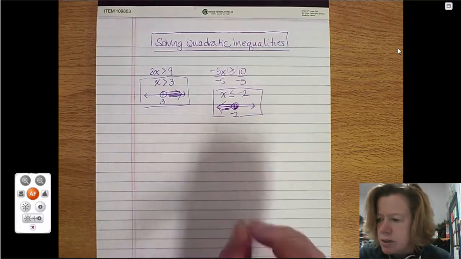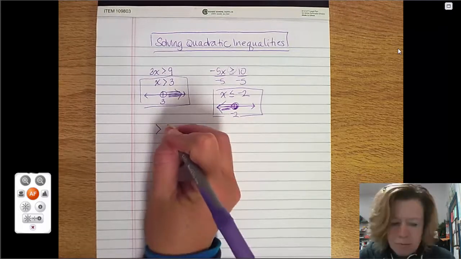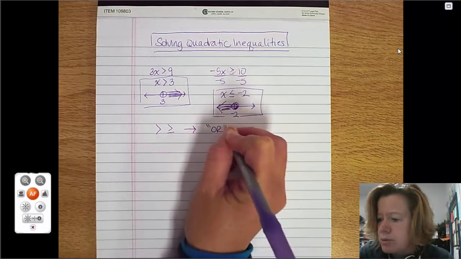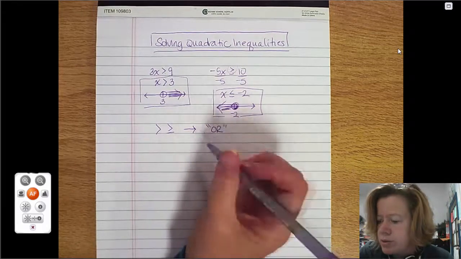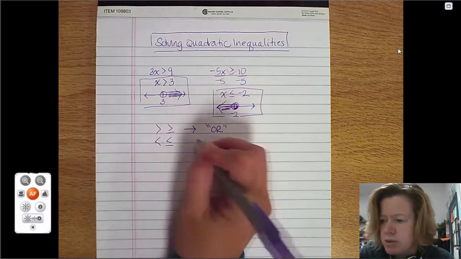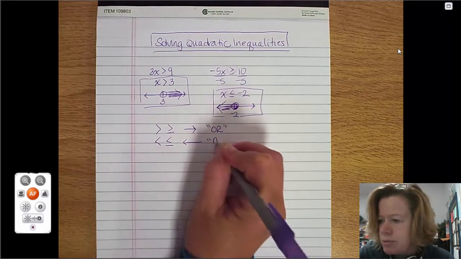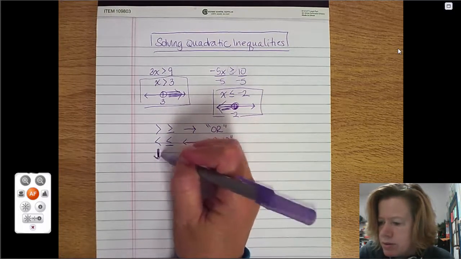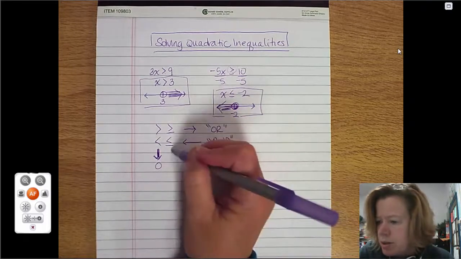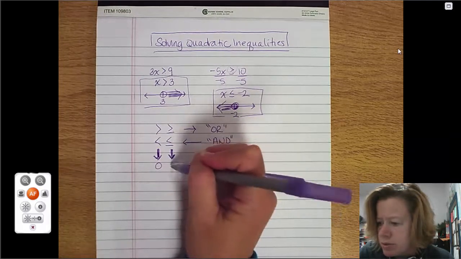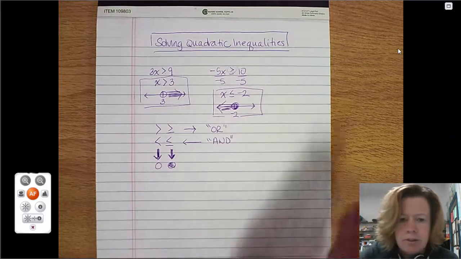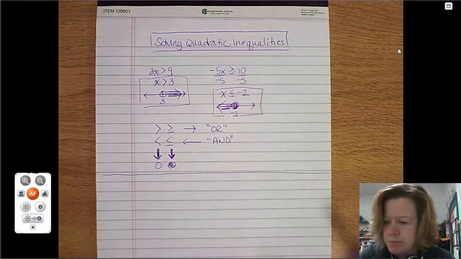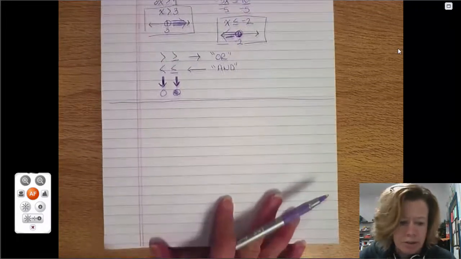So that's a summary. If you have greater than, you shade to the right, and that means the word or. And with less than, you shade to the left, and that means the word and. If you just have less than or greater than, it's an open bubble. If you have less than or equal to or greater than or equal to, it's a filled in bubble. So that's a real quick review from earlier classes of solving and graphing inequalities. So let's talk about quadratics now.